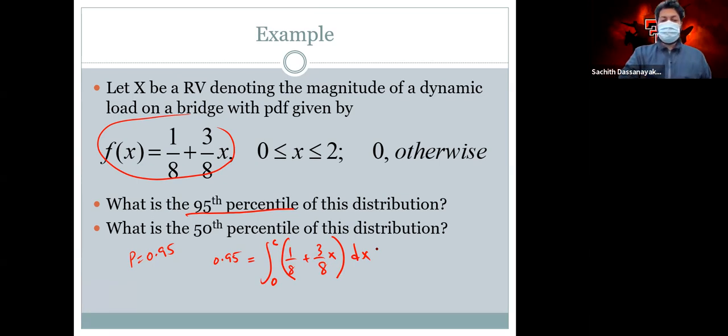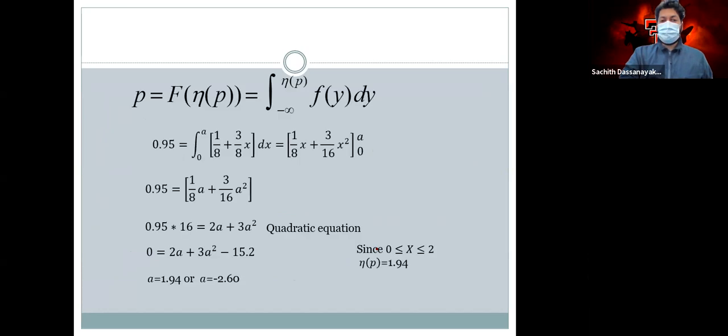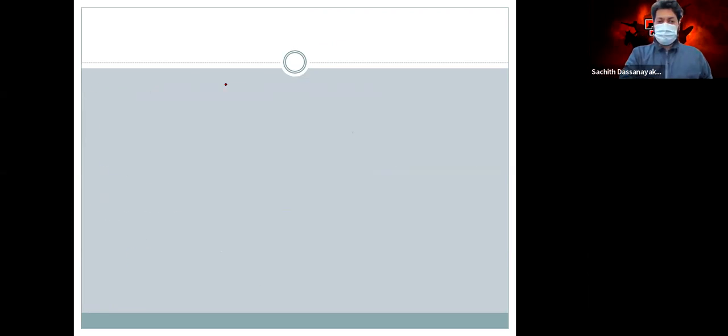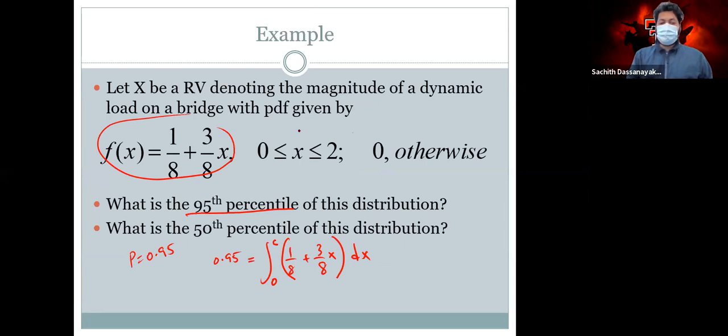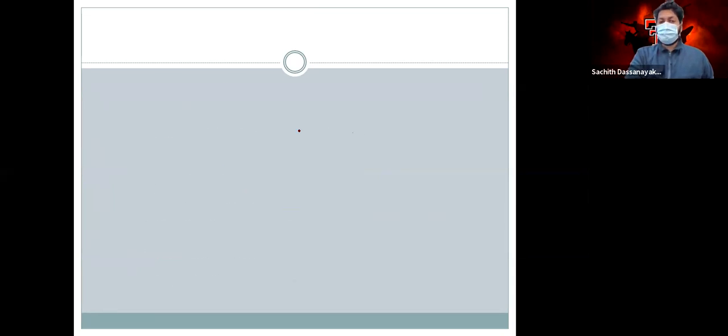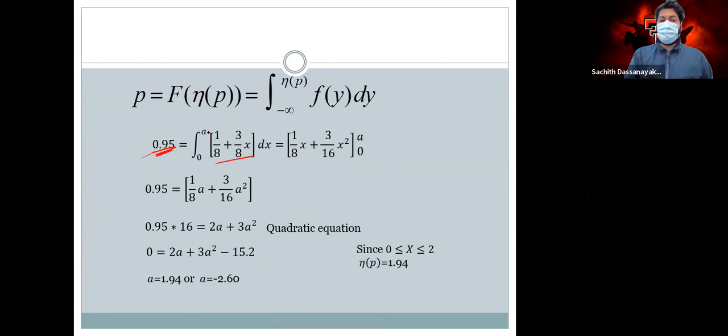You can see those values. In this case, see, this is P, 0.95. This is your PDF from 0 to A. Is it negative infinity or 0? Oh, sorry, yes, this is 0. Start from 0 as I mentioned. 0 to A. Here C means A. So you can find what A is.